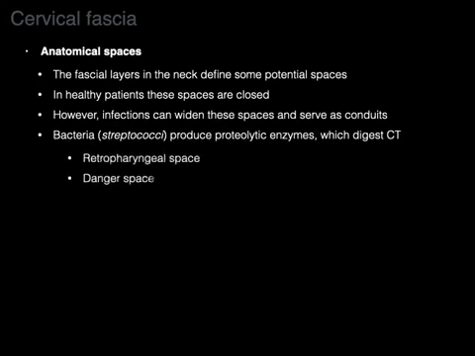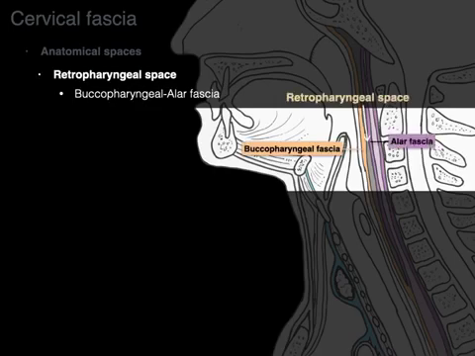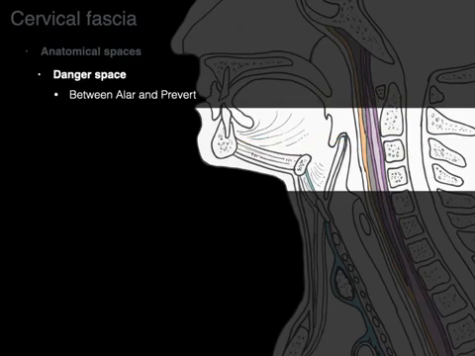So the retropharyngeal and the danger spaces are the two primary ones we're going to talk about. Let's start with the retropharyngeal space. This is a space between the buccopharyngeal fascia and the alar fascia right there. Next is the danger space, which is between the alar fascia and the prevertebral fascia right there.